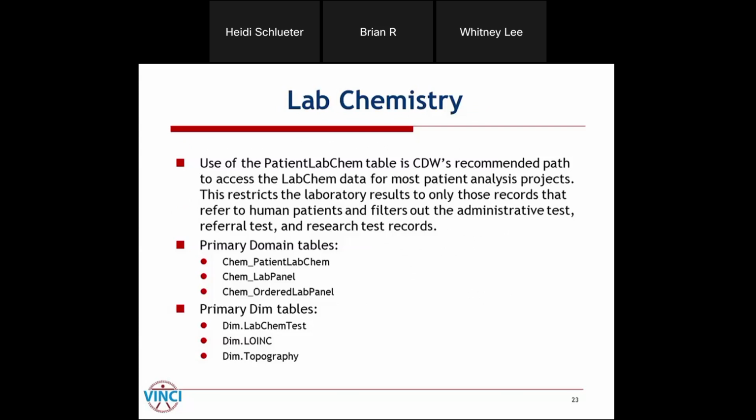The lab chemistry domain. So use of the patient lab chem table is CDW's recommended path when you want to get lab data for most patient analysis projects, because that table restricts the lab results to only those records that refer to human patients, and it filters out any administrative test, referral test, or research test records. These are the primary domain tables and the primary dim tables there.